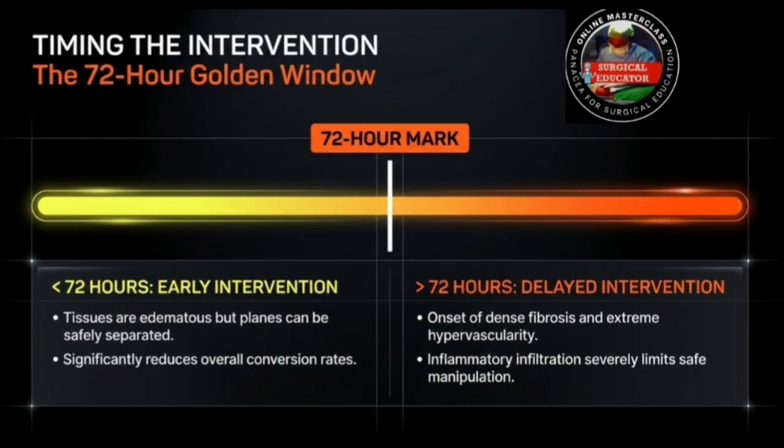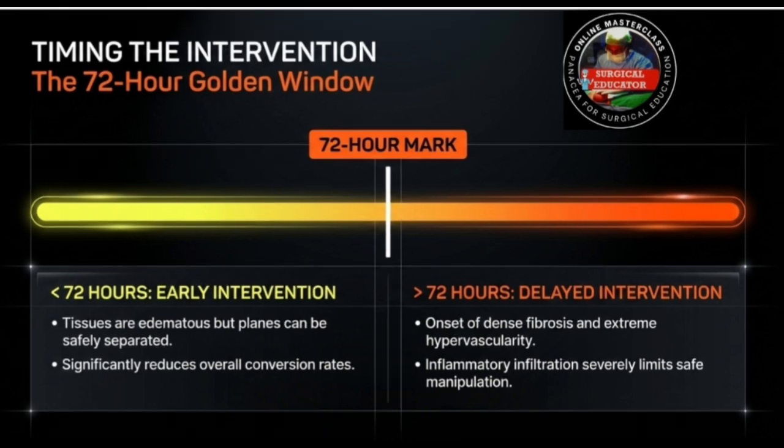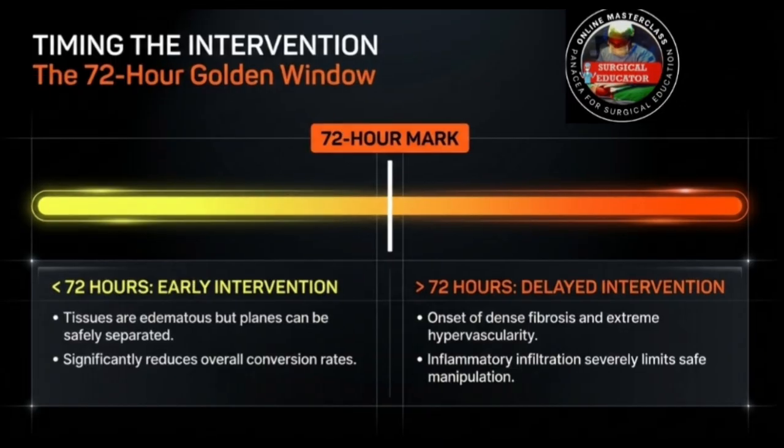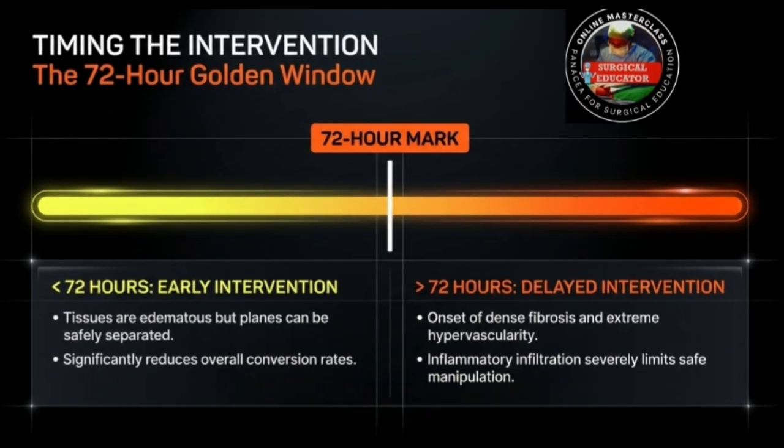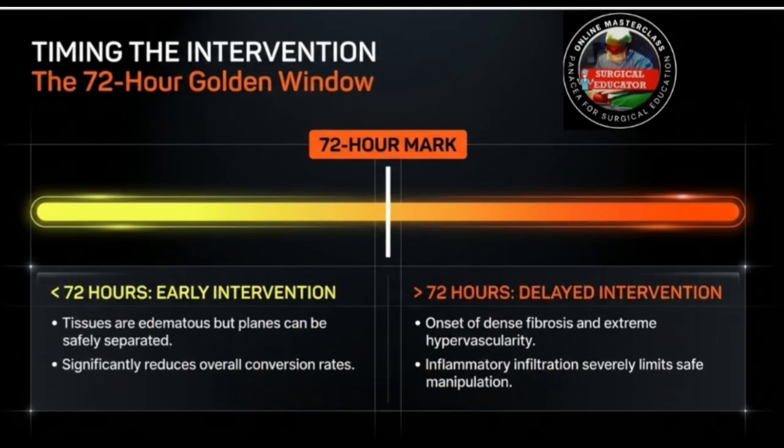But the moment we cross that 72-hour threshold, we enter delayed intervention. And slide 5 says we see the onset of dense fibrosis and extreme hypervascularity. What happens at hour 73? The body realizes simply flooding the area with fluid isn't working, so the immune system shifts from containment to isolation. Fibroblasts flood the area and lay down massive amounts of collagen. Fibrosis. Exactly. The soft fluid planes solidify into dense cement-like scar tissue. You can't gently sweep them apart anymore. You have to cut them, which is incredibly dangerous when visibility is low.